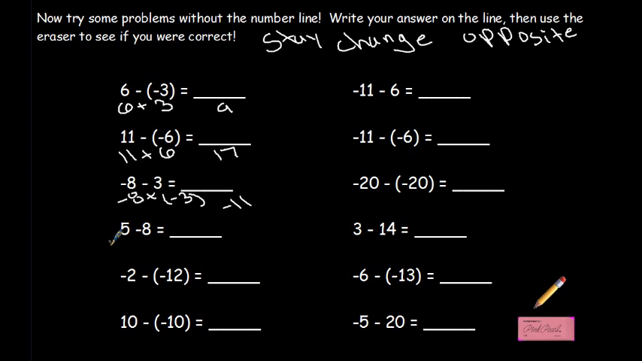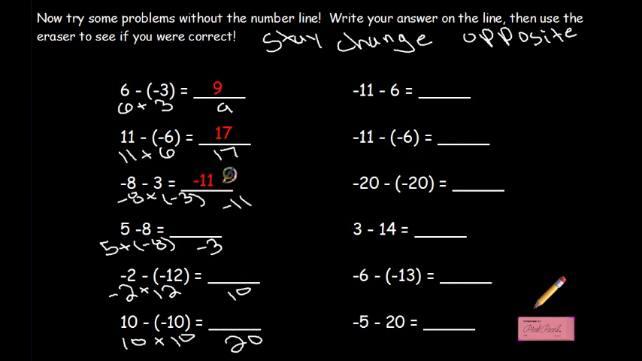5 minus 8, stay, change the minus to a plus, opposite is negative 8. Different signs, subtract, keep the sign of the bigger one. Stay, change, opposite of negative 12 is 12. Different, subtract, keep the sign of the bigger. And stay, change, opposite. So 10 plus 10 is 20. So let's check that out and make sure we got it right. So we said 9, 17, negative 11, negative 3, 10, and 20. So we got those all right.